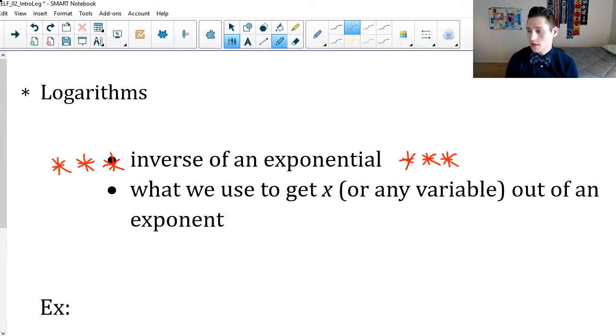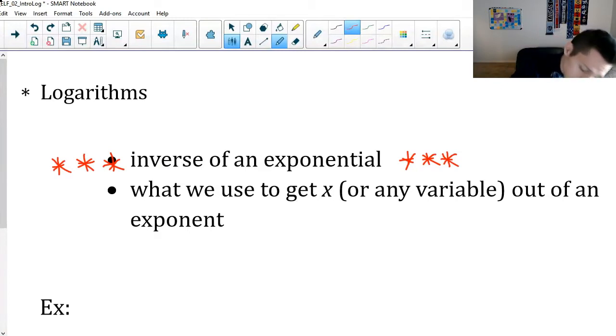In the same way that if I'm solving an equation and I see that there's addition, I need to use subtraction to get rid of that. Or if I see that there's division, I need to use multiplication to get rid of that. And my second point here is that it's what we use to get x, or any variable, because we solve for any variable, not just x, out of an exponent.